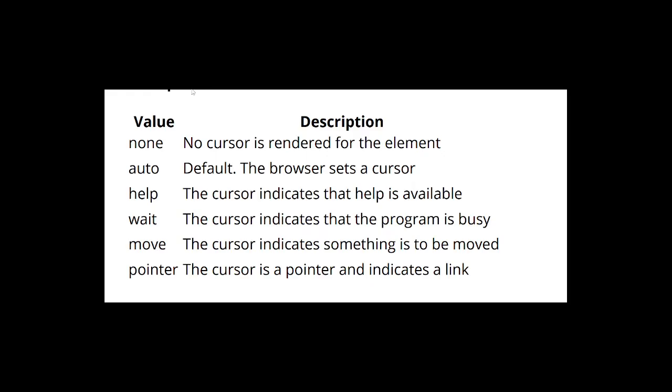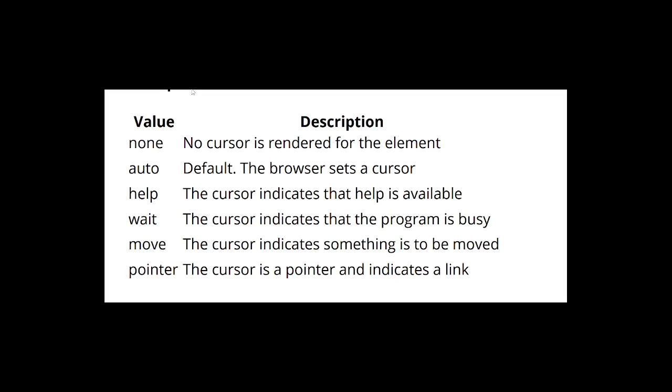So these are the values and descriptions. We have the none cursor type, auto, help, wait, move, and pointer. So as you have here, you can see that no cursor is rendered for the element. Auto is the default one. The browser sets a cursor, and the cursor indicates that the help is available.